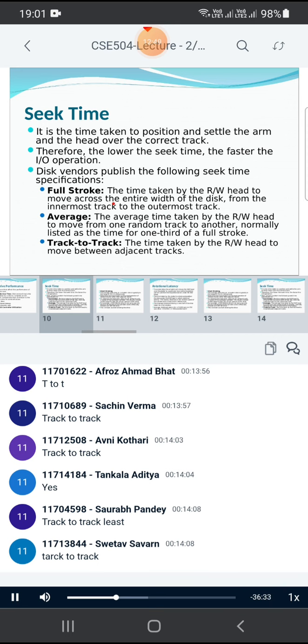And it will be average in case of average, because we are talking about random tracks over here. Full stroke case it will be always maximum, because we need to move from the very first track to the last one or from last to first one. Are we clear with the seek time and all these three specifications? Are we clear?